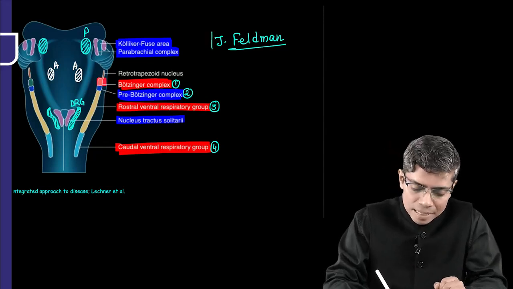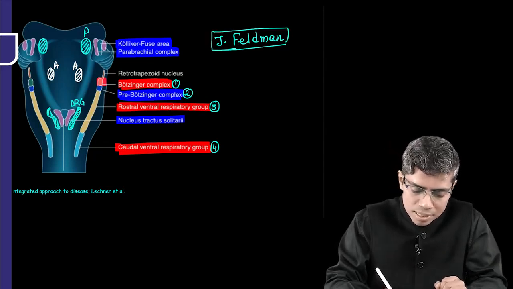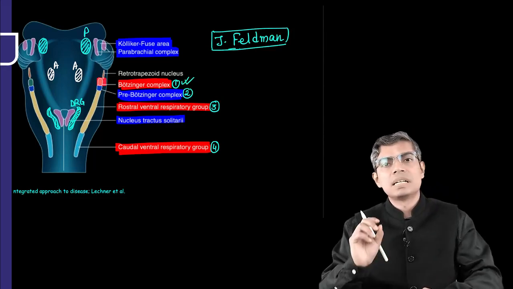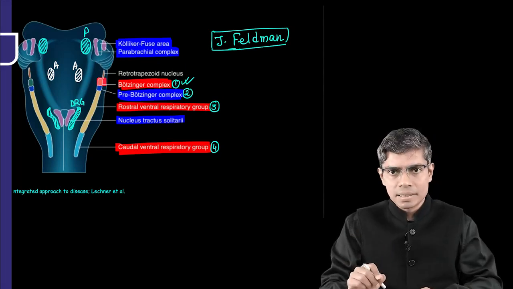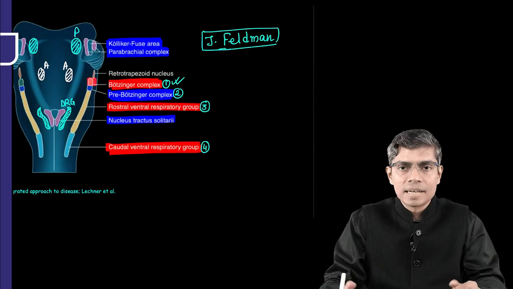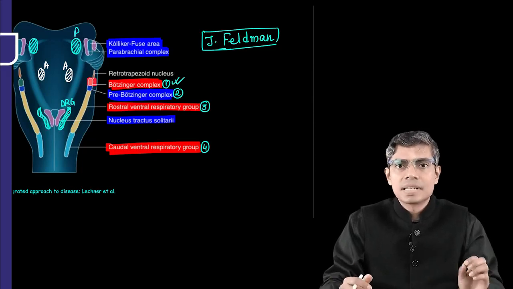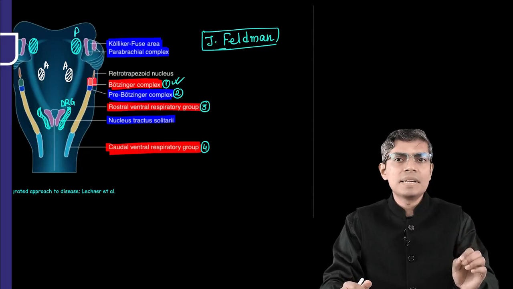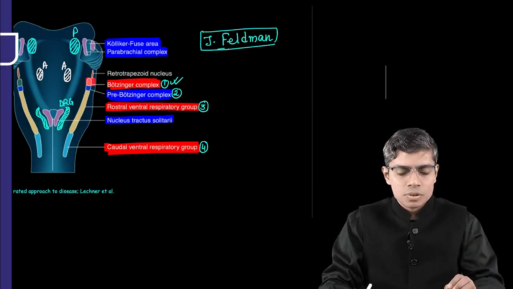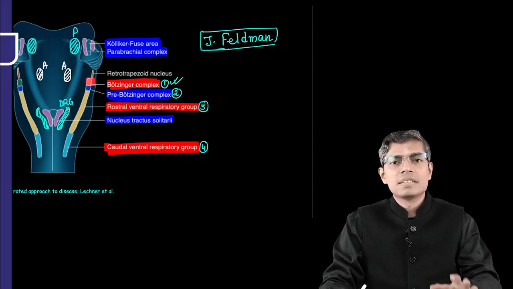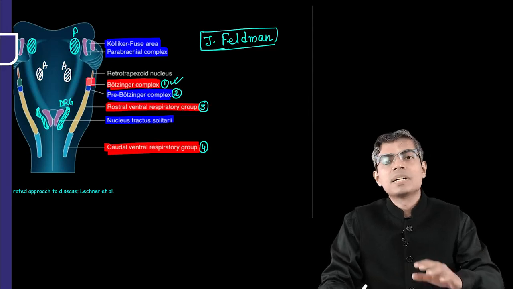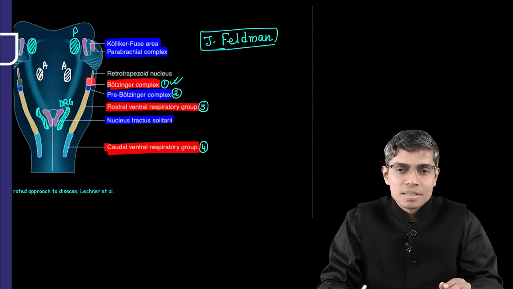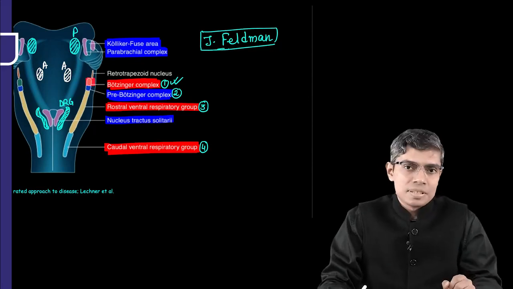When Jack Feldman found out that this Bötzinger complex is a very important center for controlling respiration, he was presenting his findings at a scientific meeting. He said he had found a center which is very important for respiration, and he wanted to make this center very famous so that everybody understands its importance, so he wanted to give it a name.